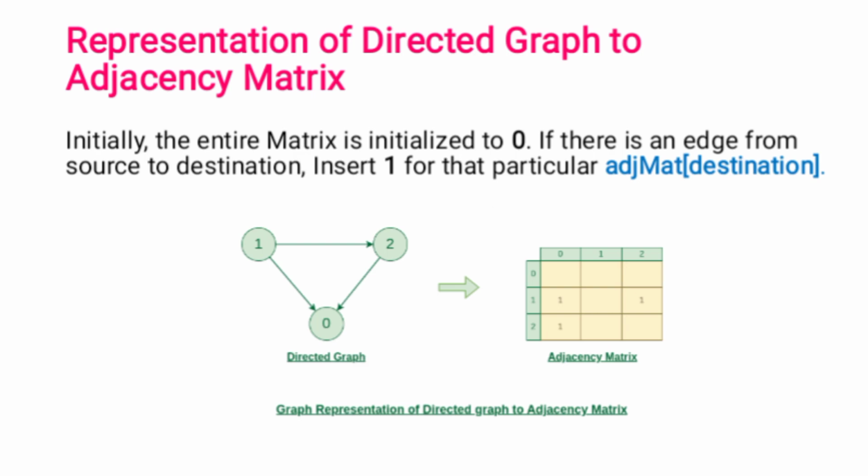Representation of directed graph to adjacency matrix. This figure shows a directed graph. Initially, the entire matrix is initialized to 0. If there is an edge from source to destination, insert 1 for that particular adjacency matrix source destination.